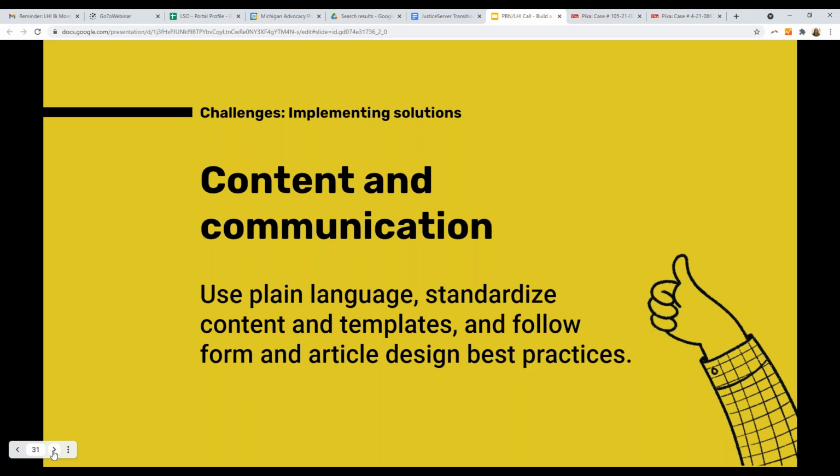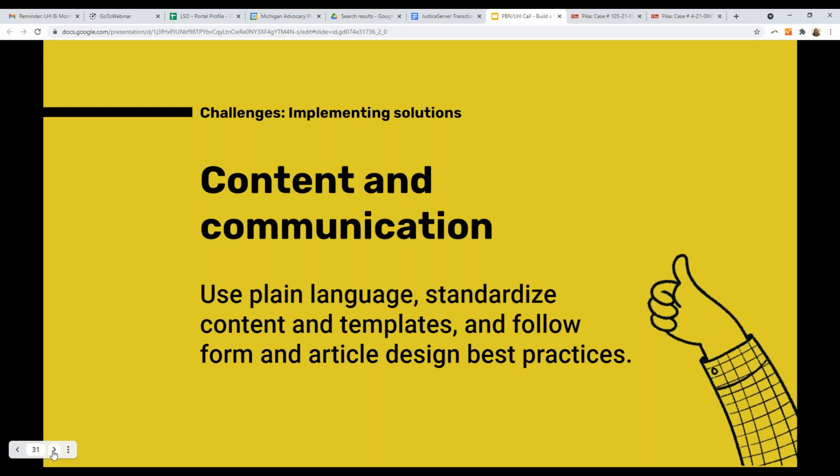I think these are especially important, something that we saw that can be a challenge with implementing solutions: content and communication. Some best practices that we really want to highlight are that using plain language can go a long way. There are a lot of great tools like Write Clearly and other things that help to ensure that you're writing at a level that your user is going to be reading, right, and might not know legalese.